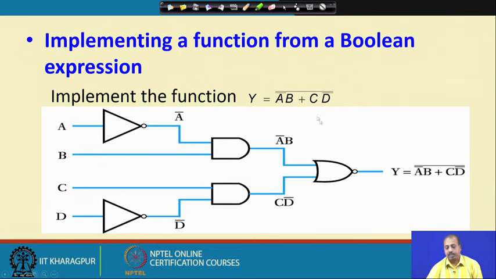So, this way, starting from the top level of your expression, you can go back realizing till the simplest element, that is, till you reach the primary input. Till the expression refines to the primary input, we have to go on doing this.